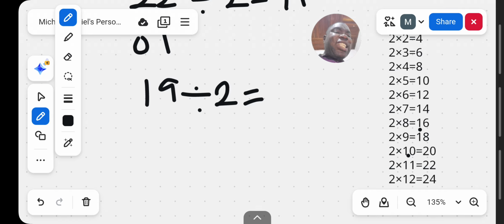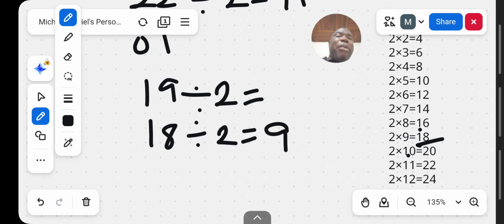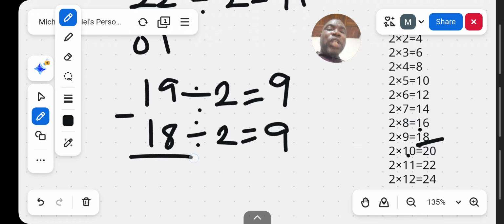So what do we use to ask ourselves the question? We don't use 20. No, we use the number before, the number smaller, which is 18. So 18 divided by 2, when we use our multiplication table, is 9. So if 18 divided by 2 is 9, that means 19 divided by 2 would also be 9. And since there's no 19 there, there will be a remainder for 19. So we subtract. 1 minus 1 is 0. 9 minus 8 is 1. So that means 19 divided by 2 is 9, remainder 1.